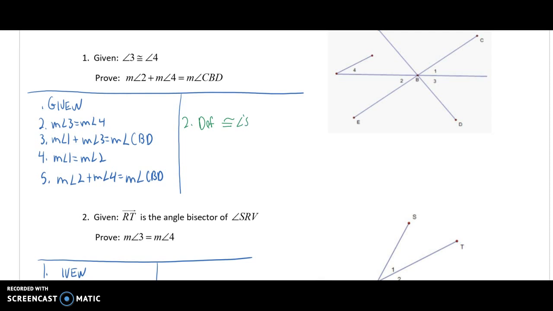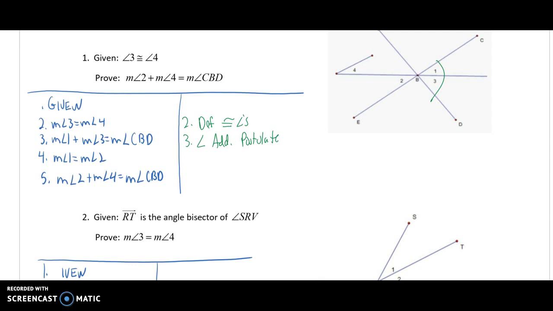I want two angles together that add up to angle CBD, and on the drawing I notice that 1 and 3 are actually the two angles that do that. So using the angle addition postulate, you can say that 1 plus 3 equals CBD. So I'm close to having my proof statement.